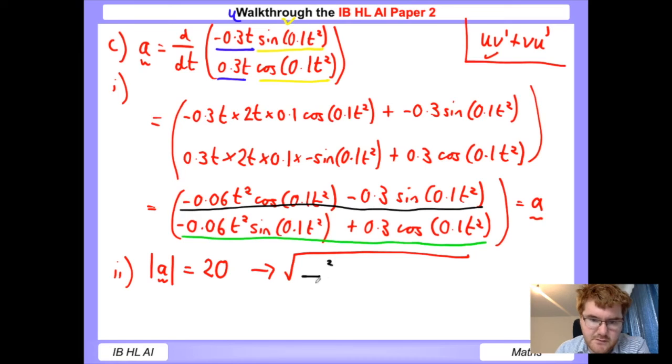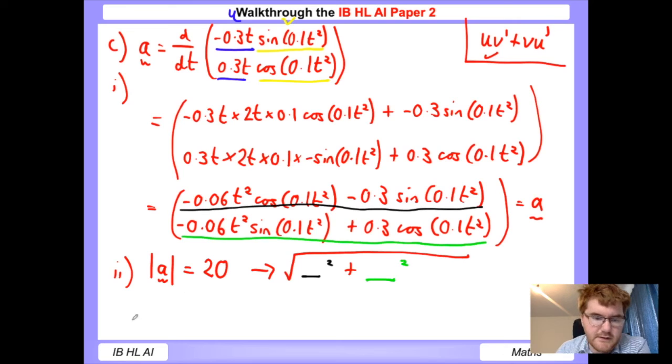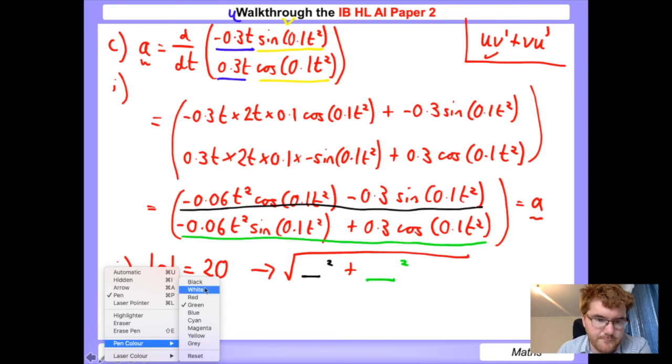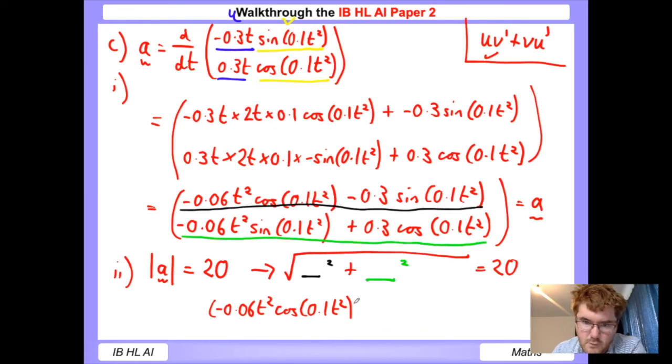So this squared plus this squared is equal to 20. Therefore, let's try and write this correctly. So minus the black part here, so minus 0.06 t squared cos 0.1 t squared, all squared. No, not yet.